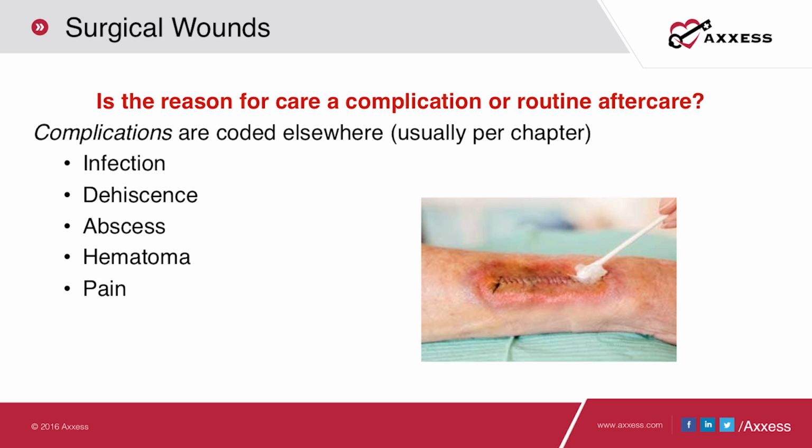aftercare. Again, remember, is the reason for care a complication or is it routine aftercare? Remember, complications are coded somewhere else. They're usually found in the chapter laid out by body system. Toward the end, you're going to find complications. Complications are things such as infections, dehiscence, abscesses, hematoma, or pain.